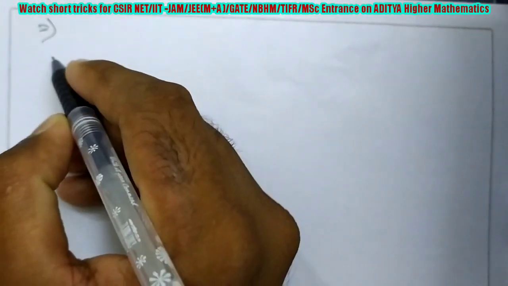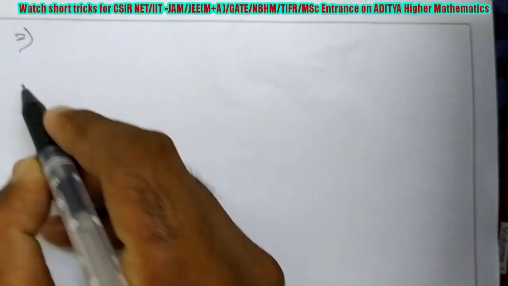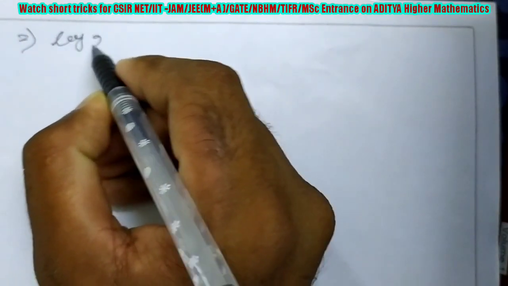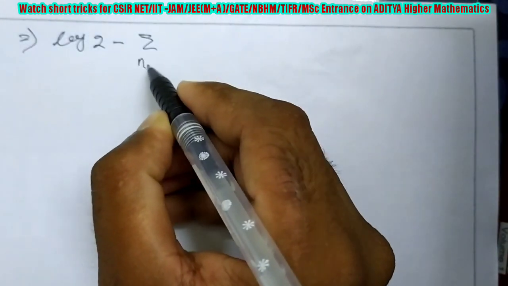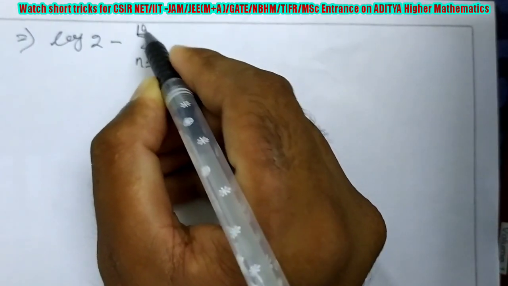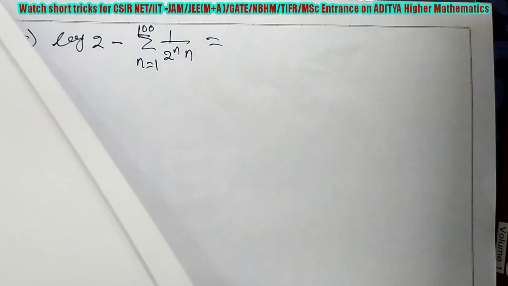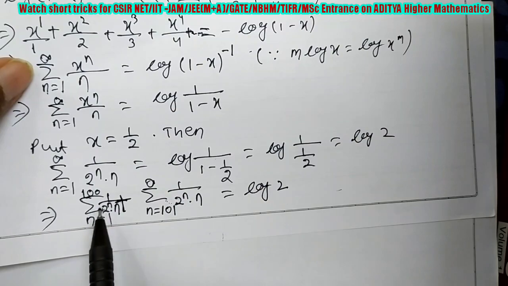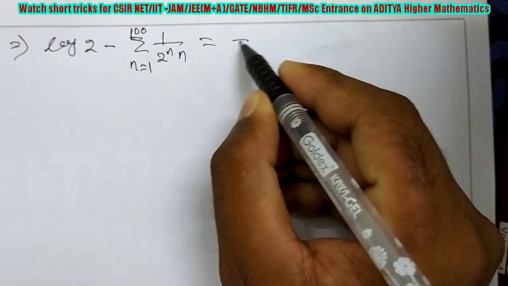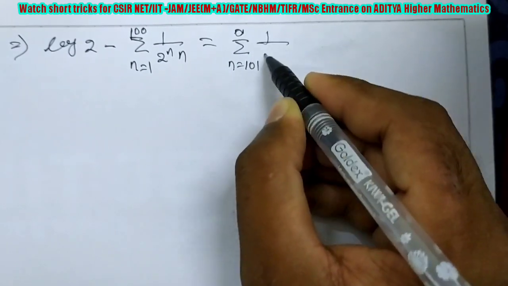So here log 2 you have to write minus sigma n equal to 1 to 100 1 by 2n into n. That means this term I am taking to the right hand side, and the second term we are writing on the left side only, which is sigma n equal to 101 to infinity 1 by 2n into n.